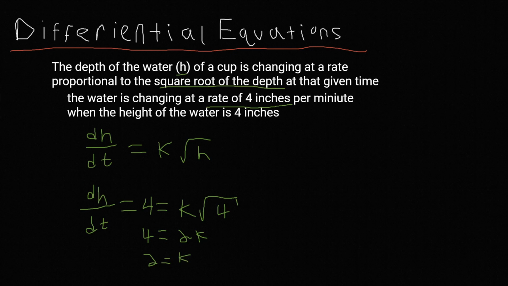Now we can substitute this back into our equation up here. So for this function, dh/dt is going to be equal to 2 times the square root of h. So now, if the problem said, all right, what about 8 inches? We could just substitute 8 in here, and then we would get our dh/dt.